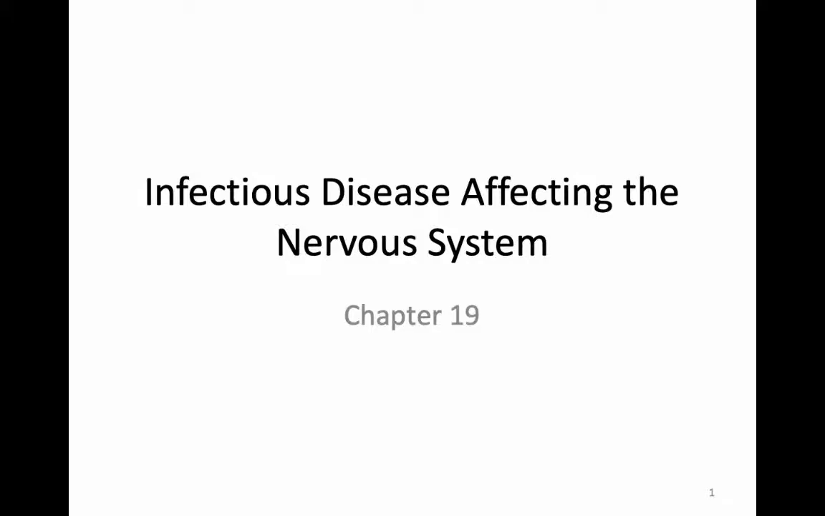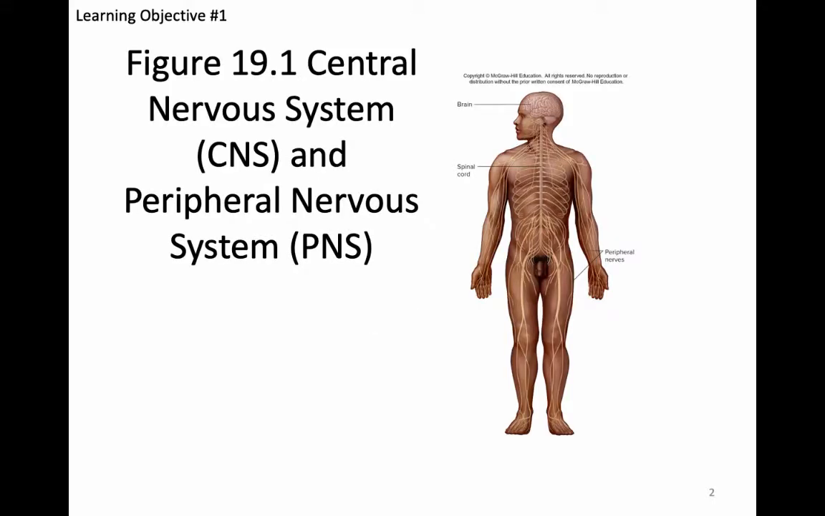Chapter 19 is infectious diseases affecting the nervous system. We're only going to cover one, and that is bacterial meningitis. So the central nervous system, or CNS, is the dense tissues of the brain and spinal cord. The peripheral nervous system are the nerves that extend to the extremities.